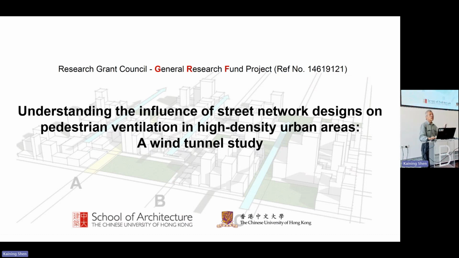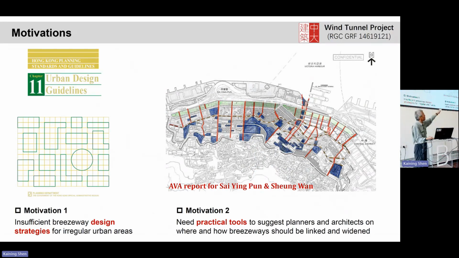So we try to say that, okay, if the traditional canyon understanding of the wind environment cannot give us the solution, what can we do? So this is the kind of street layout that we commonly come across in Hong Kong. And in those situations, what can the planner do? Canyon understanding will not apply.